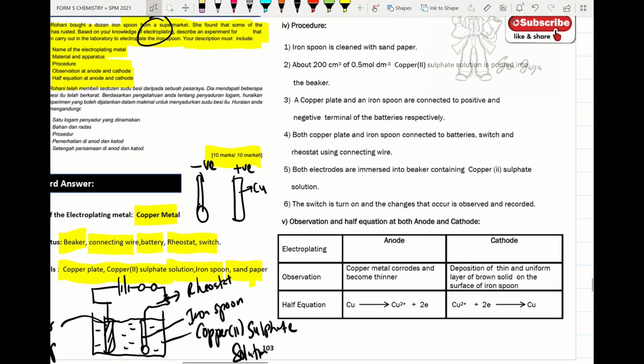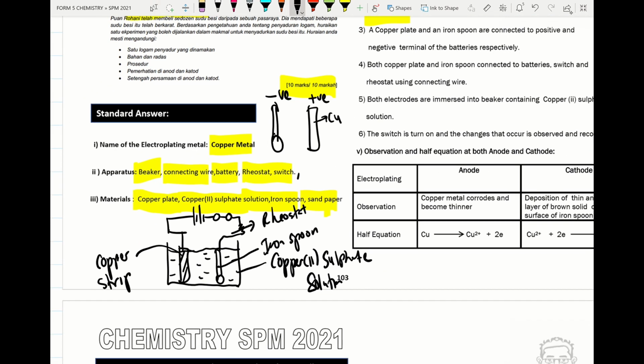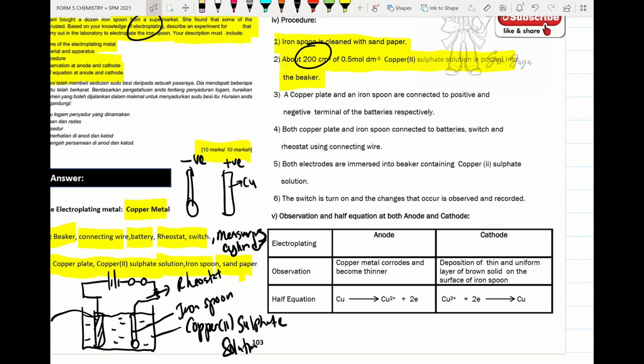All right, so the procedure: the iron spoon is cleaned with sandpaper, and 200 cm³ of 0.5 mol dm⁻³ copper(II) sulfate solution is measured and poured into a beaker. Since we measure 200 cm³, add one more apparatus here, a measuring cylinder. Next, a copper plate and iron spoon are connected to the positive and negative terminals, please put this word, respectively.